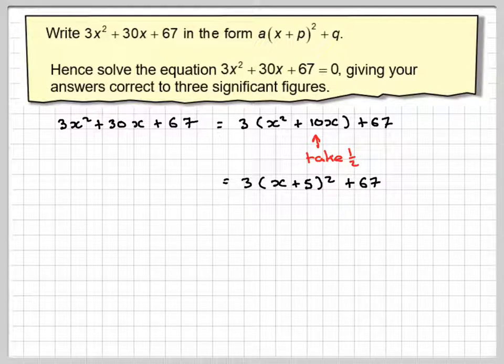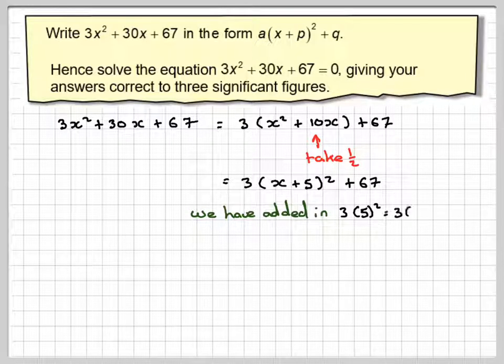We've still got the plus 67, but in this process, we've added something in. And we've added in 3 times 5². So it's 3 times 5². 5² is 25. So in fact, we added in 75. So here we wanted to subtract 75 in order to compensate. Otherwise, we change the meaning of the expression.